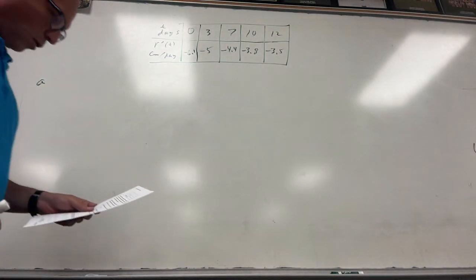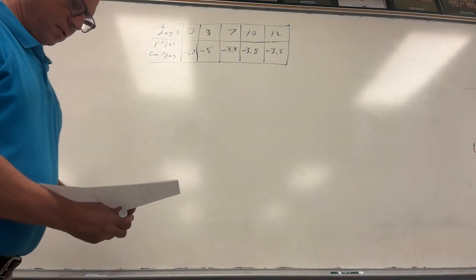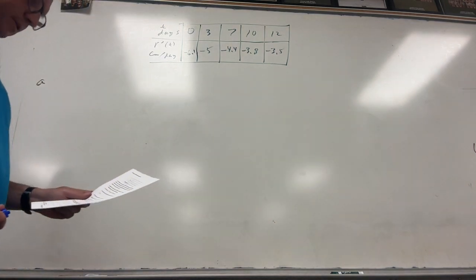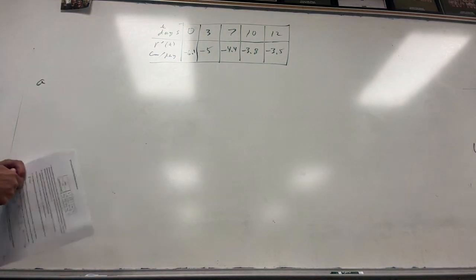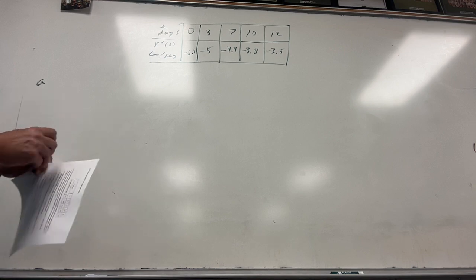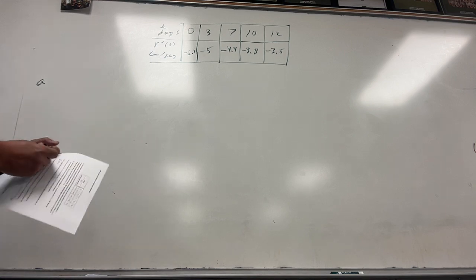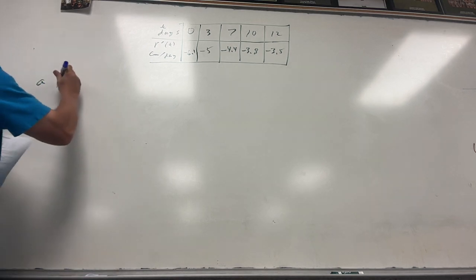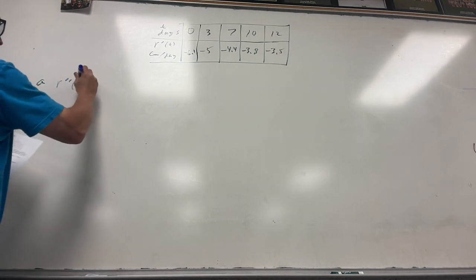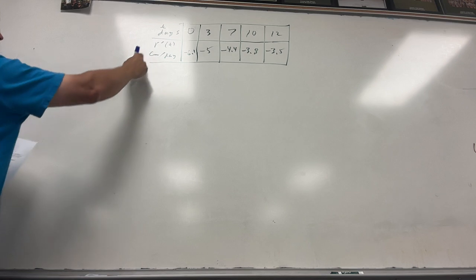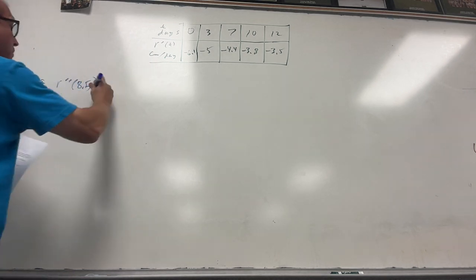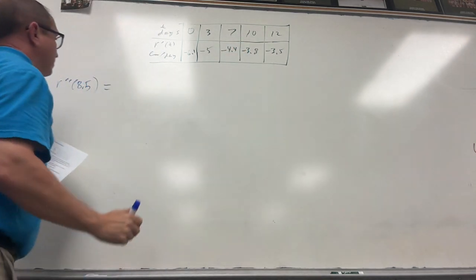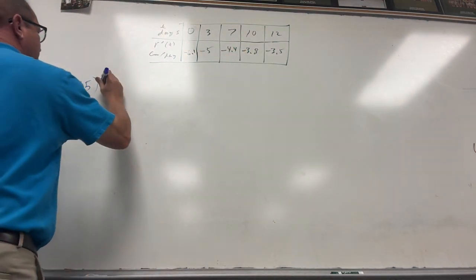Okay, so this is the ice sculpture problem. This is the problem where we've got r prime of t given to us in terms of t days, and r prime is measured in centimeters per day. The first question they ask us is, what is r double prime of 8.5, which would be the slope of r prime in terms of days? So they want us to use 10 and 7 as our times to approximate this.